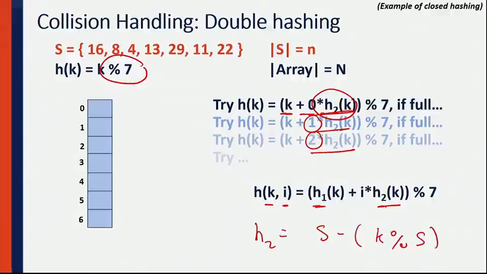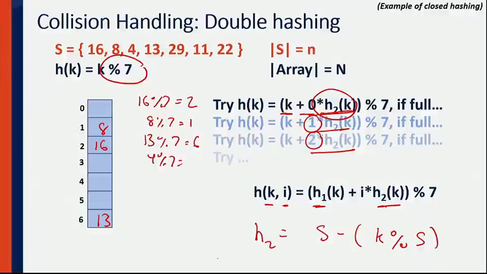Diving into this example to really see what's going on, we're going to start with 16. 16 mod 7 is still going to be 2. So we go ahead and enter 16. 8 mod 7 is 1. We enter 8 at index 1. 13 mod 7 is 6. We insert 13 at index 6. And I skipped 4, but 4 is totally fine to do now. 4 mod 7 is 4. And we stick 4 right here at index 4.